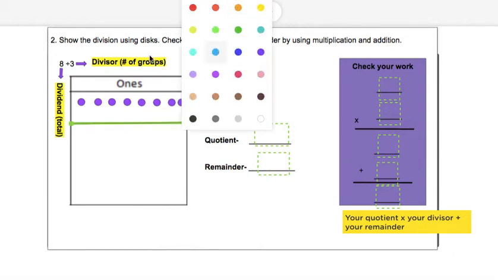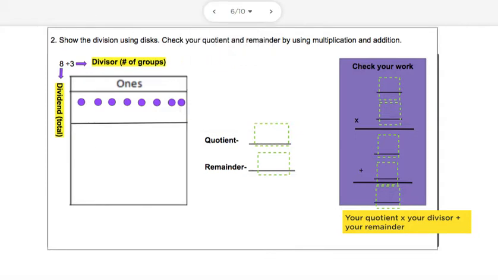Beautiful, 3. 2, 3. All right, so we have our 3 groups. The next thing that we're going to do is distribute those disks, just like we do with money, into each group. Don't forget to cross it out when you're done. And we're going to keep doing this until we run out of disks.